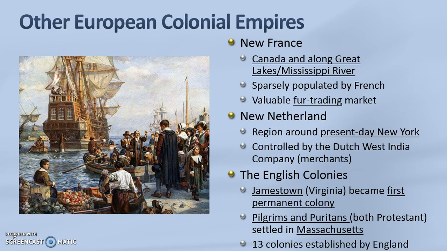The Netherlands is also going to take a piece of land in the New World. They're going to colonize around present-day New York. This area was controlled by the Dutch West India Company, but was later acquired by Great Britain. And then, of course, the English colonies originated with Jamestown, which was the first permanent colony in the Americas for the English. Eventually, the Pilgrims and the Puritans also make their way over and settle in Massachusetts, searching for religious freedom. And the rest of the colonies then created the 13 colonies that eventually will get their independence from Great Britain.